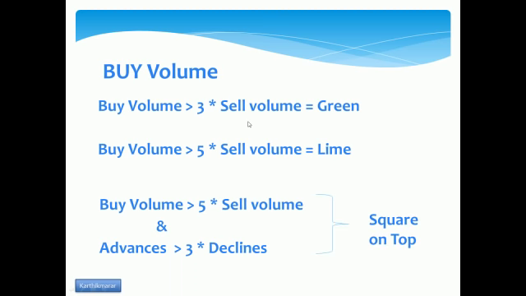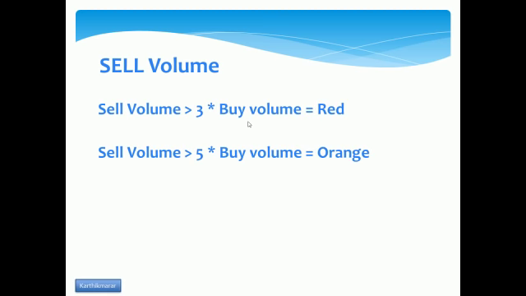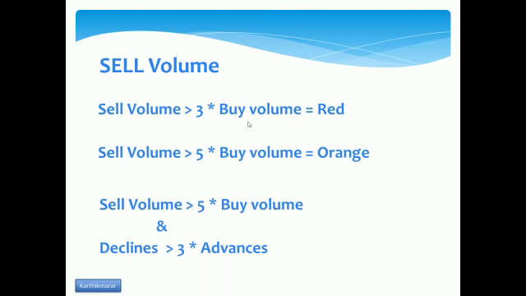In the same manner, for the sell volume, if the sell volume is 3 times the buy volume, the color is red. If the sell volume is greater than 5 times the buy volume, the color is orange. If the sell volume is greater than 5 times the buy volume and at the same time the declines are greater than 3 times the advances, then you have the square on top.